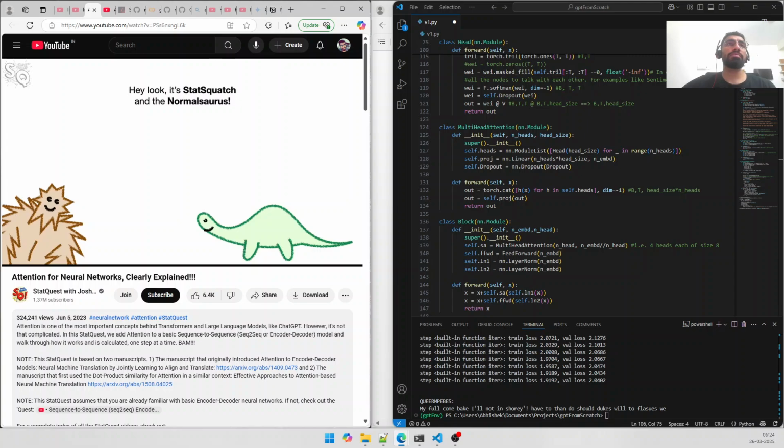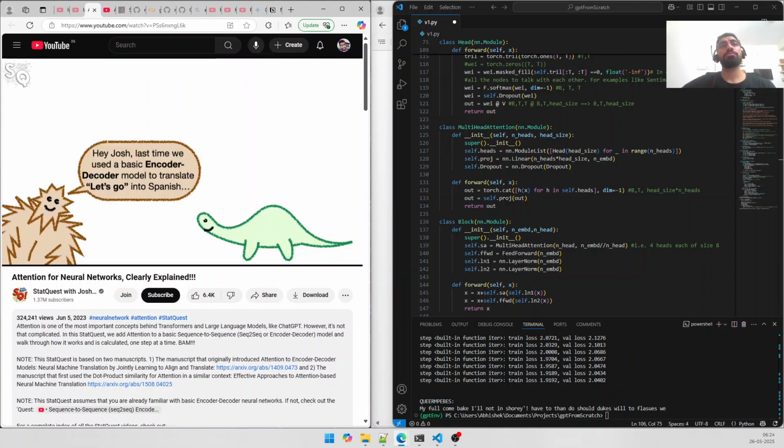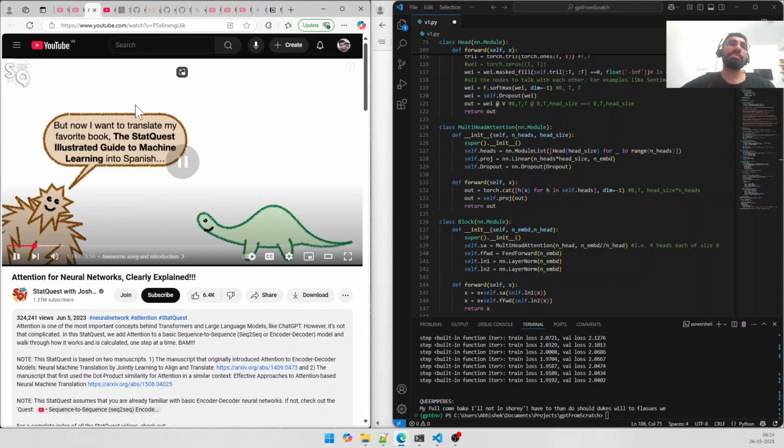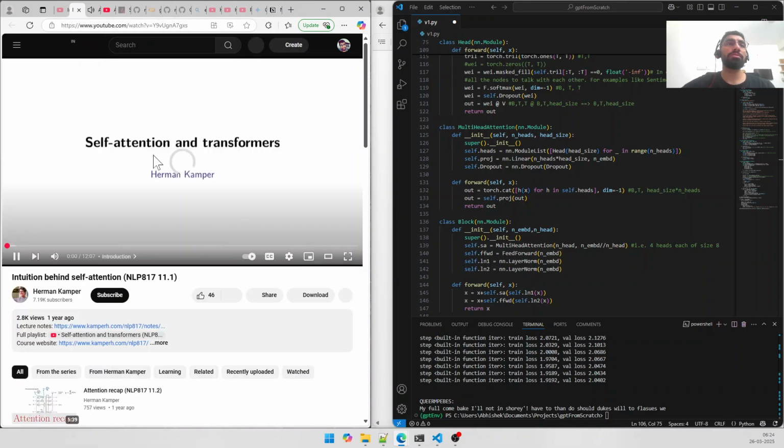Hey look, it's StatSquatch and the Normalsaurus. Hey Josh, last time we used a basic encoder-decoder model to translate "let's go" into Spanish. And it worked great. Bam.